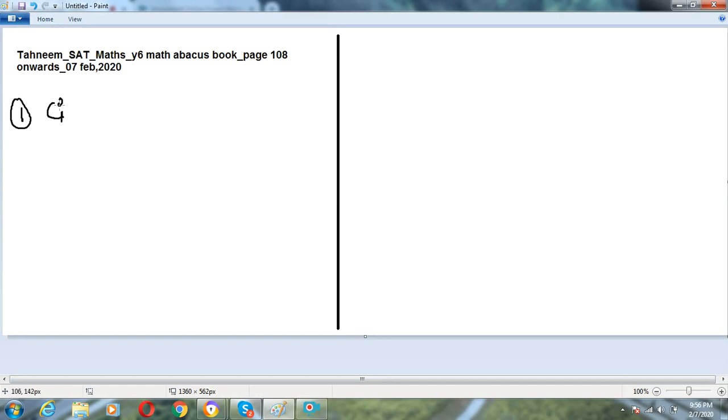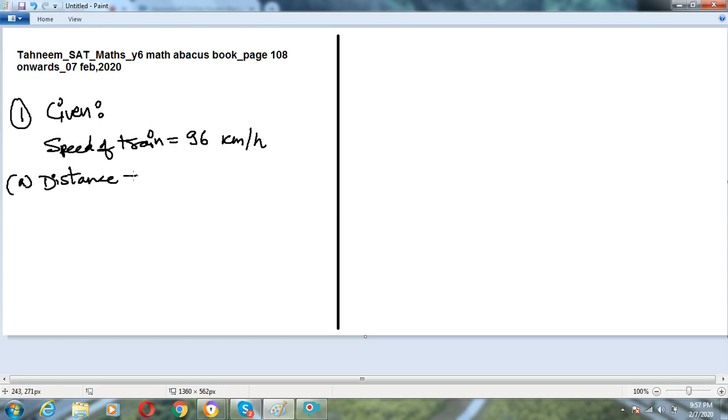Now, the speed of the train is given, 96 km per hour. Now we have to tell the distance traveled. I'm talking about question A. We have to tell the distance after 3 hours. That means time is given. Understood till here?